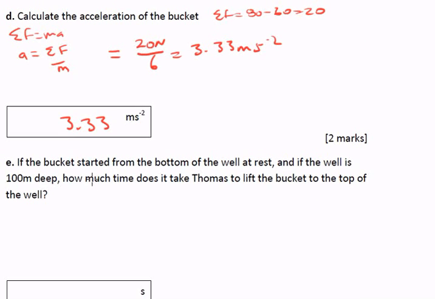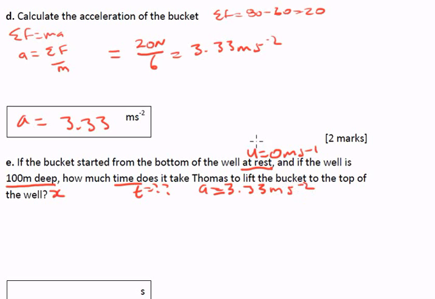If the bucket started from the bottom of the well at rest, u equals 0 meters per second, and if the well is 100 meters deep, here's my x, how much time does it take, how much time, question mark, to lift the bucket to the top of the well? So I've got these three, I've also got acceleration equals 3.3 meters per second squared. So what formula has all of these in it?